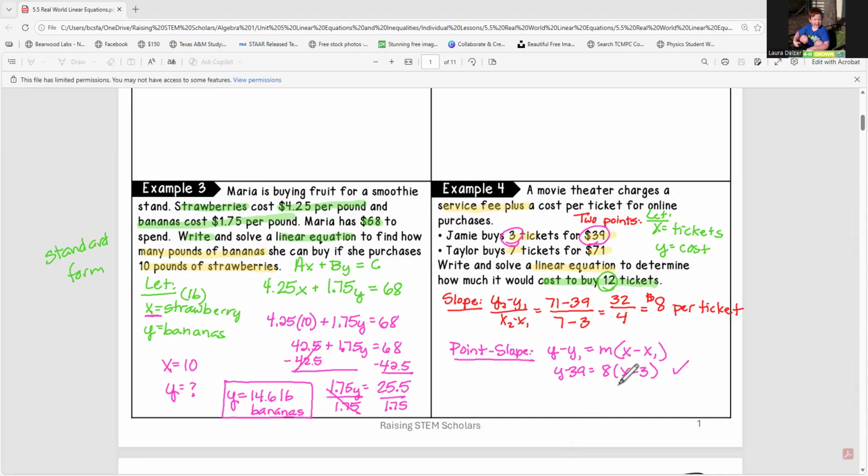Okay. So I am going to take my 8 times, my X is 12 minus 3 equals Y minus 39. Okay, so 12 minus 3 is 9 times 8 is 72. And we got Y minus 39. We're just going to add 39 to both sides. And that is going to give me a grand total cost of y is 111 for 12 tickets. That's how we solve that.